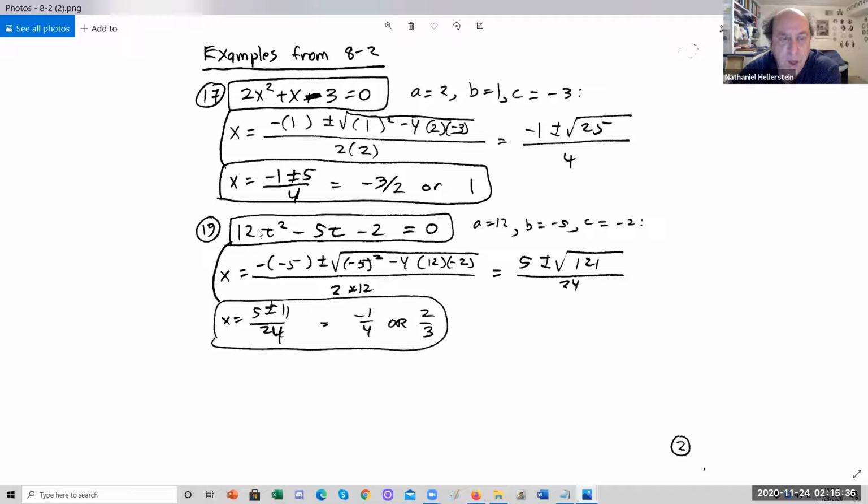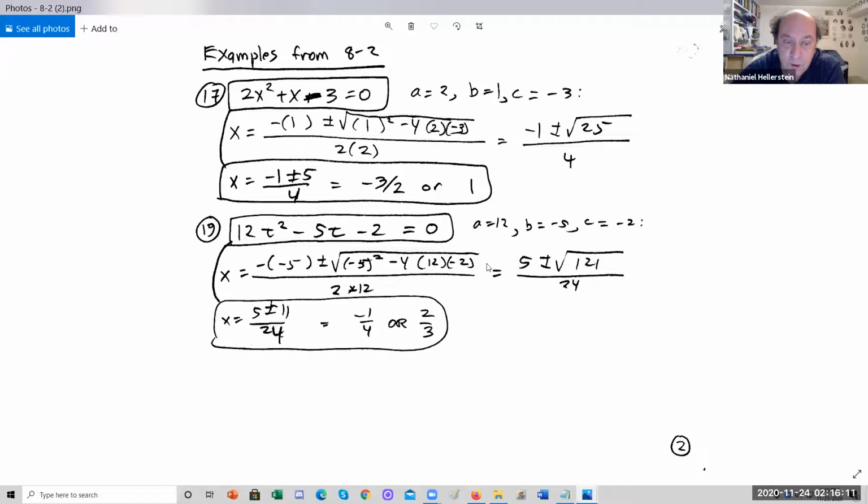Here we have 12t squared minus 5t minus 2 equals 0. And again, a is 12, b is a negative 5, make sure the negative is there. c is a negative 2. There we go. And by the way, whenever I write down the quadratic, I make empty parentheses here and here and here and here and here and here before I fill in the numbers. So, okay, b is negative 5. It goes here and here. a is 12 here and here. c is negative 2 here.